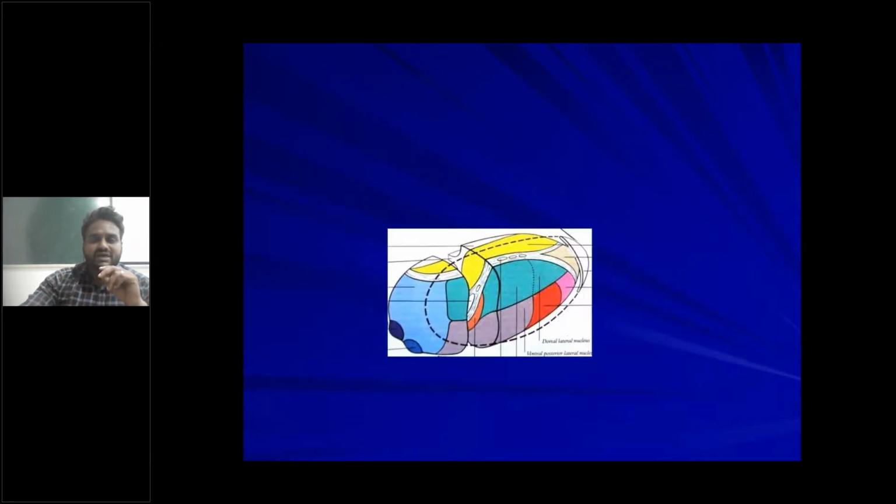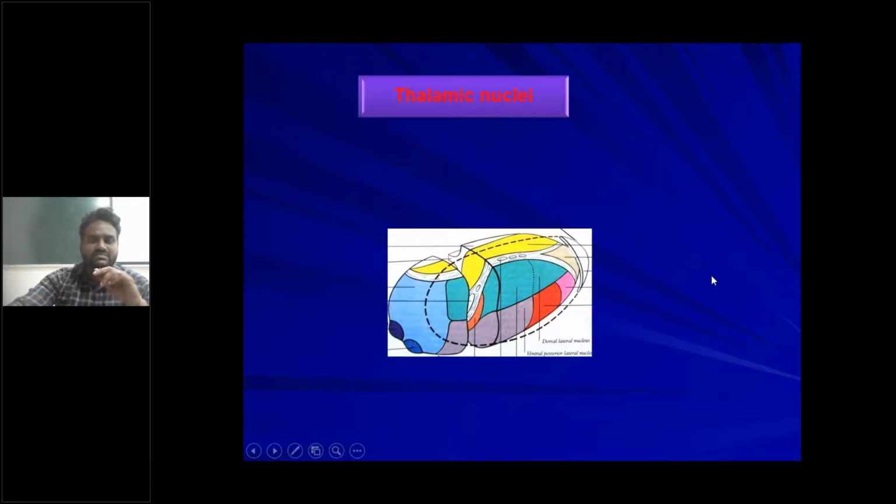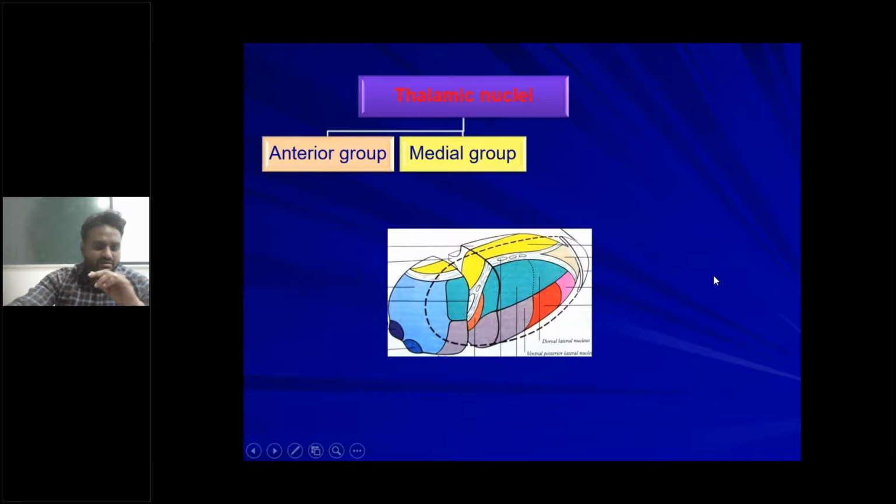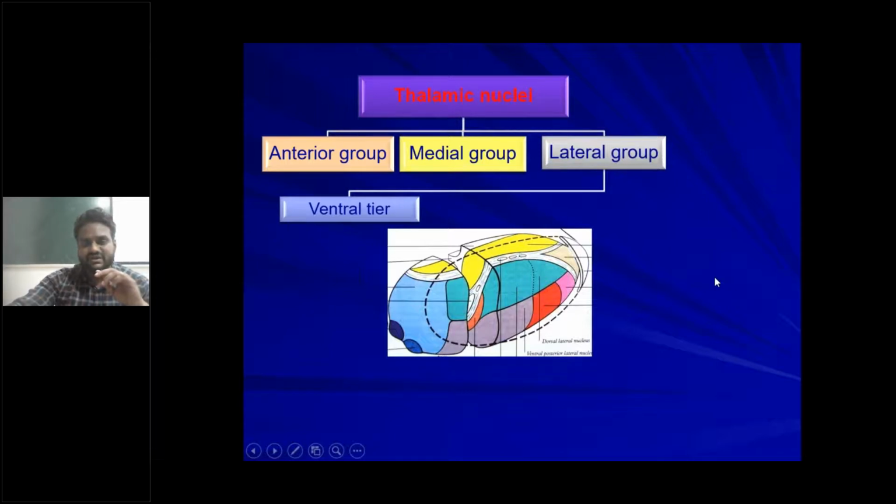Then the nuclei of the thalamus. The nuclei of the thalamus are arranged as how many groups? Three groups. Can you name them? Anterior, medial, lateral. The lateral group divides into two subdivisions. What are the two subdivisions? Ventral and dorsal. Very good.